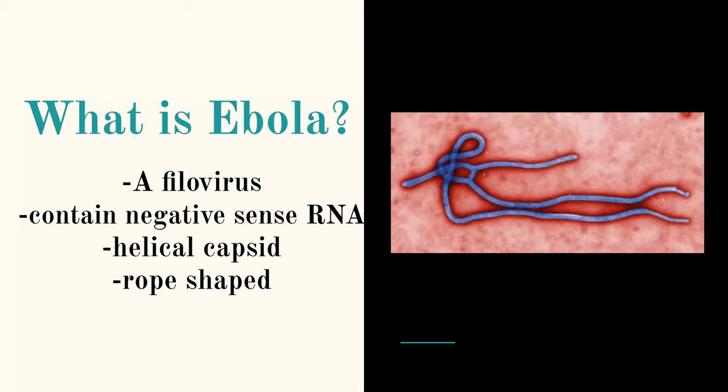It has a helical capsid, and it is rope-shaped. Now the rope kind of has a loop on the end. It almost looks like a shepherd's crook, something a shepherd would have out there. So it would be elongated and rope-shaped, but kind of have a little loop on the end of it.